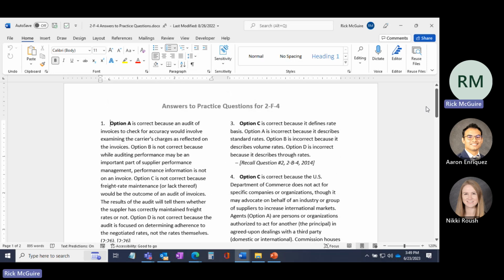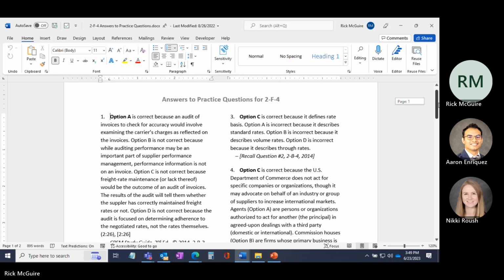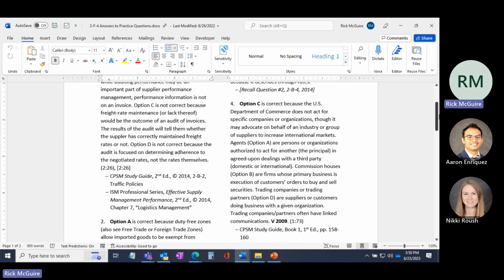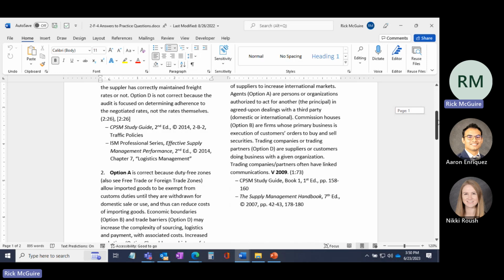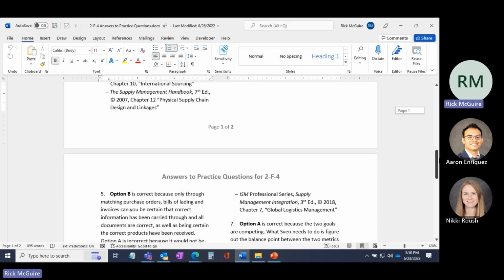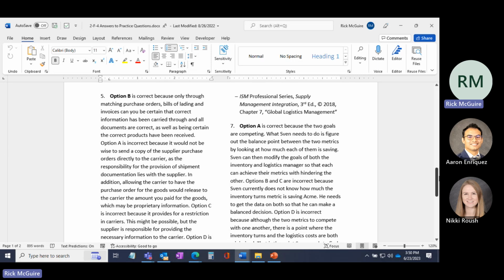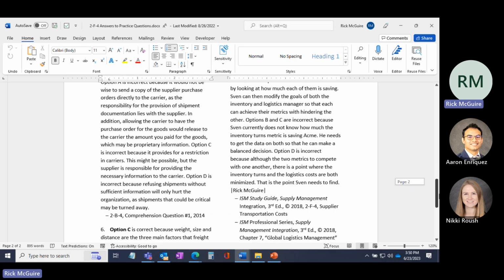3 is C, because it defines rate basis. And 4 is also C, because the U.S. Department of Commerce does not act for specific companies or organizations. And 5 is B, because only through matching purchase orders, bills of lading, and invoices can you be certain that correct information has been carried through and all documents are correct. It's nice to say, but it's not practical and wouldn't happen in actuality.